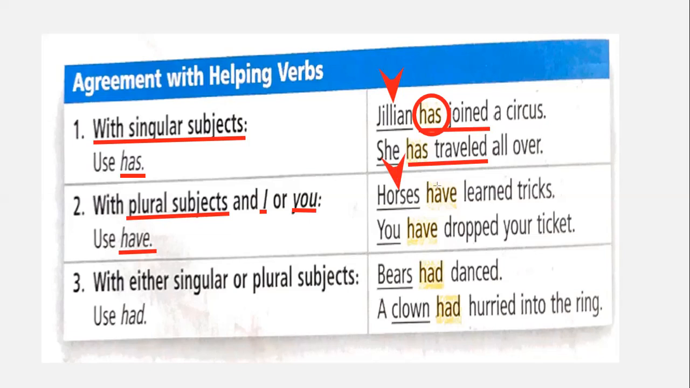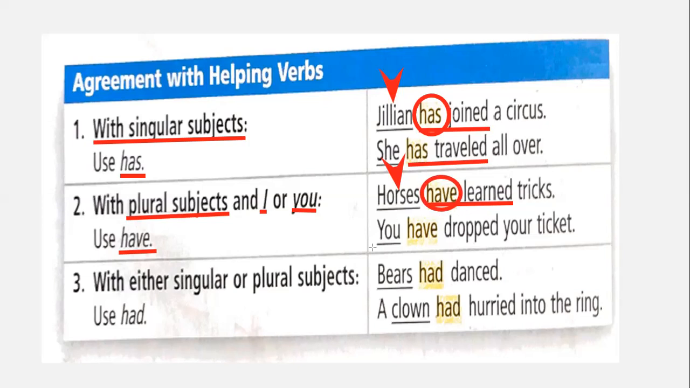So horses have learned, here we go. Here's the verb phrase, have learned, and it is with the helping verb have because the subject is plural. It's talking about more than one thing. Here we go, have learned.